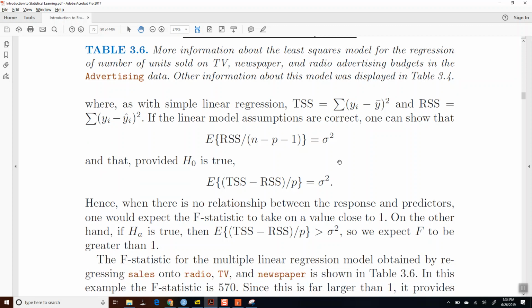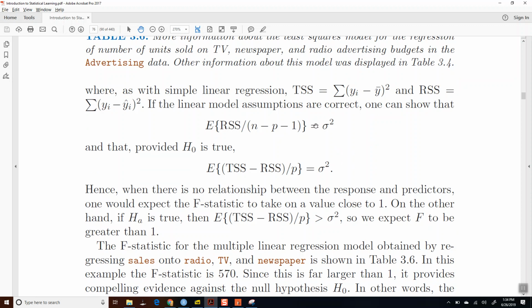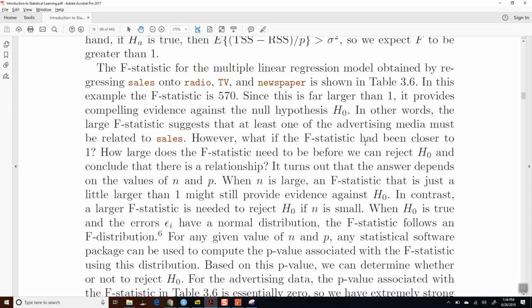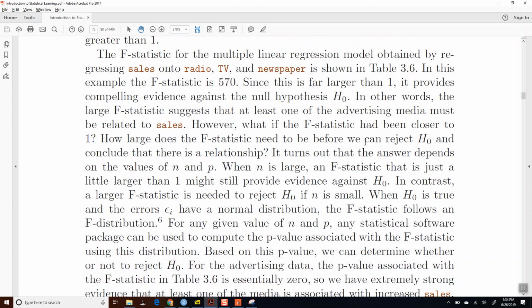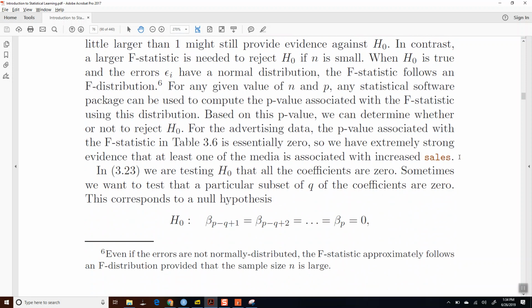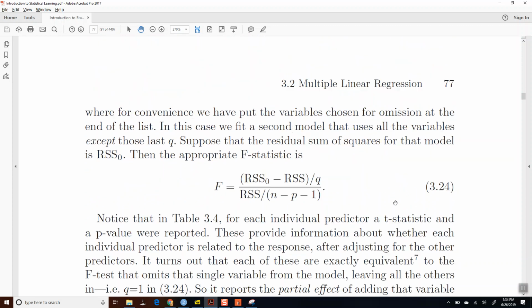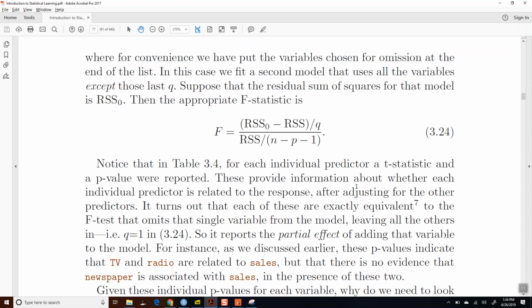And this is just saying your expected values for this end up being close to the variance. Okay. And so here it says the null hypothesis is that everything is 0, and your appropriate F statistic is this.